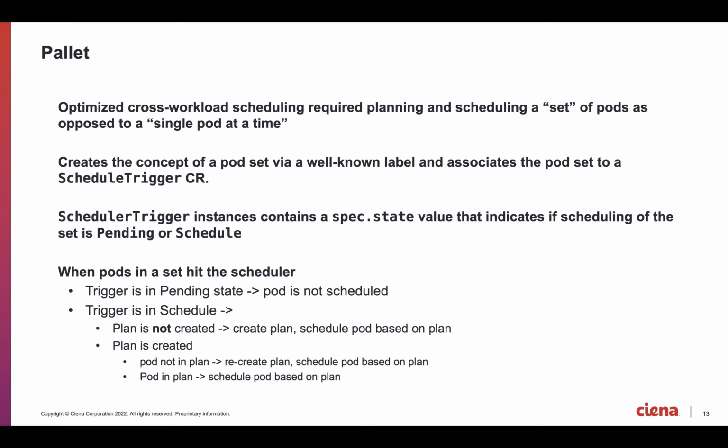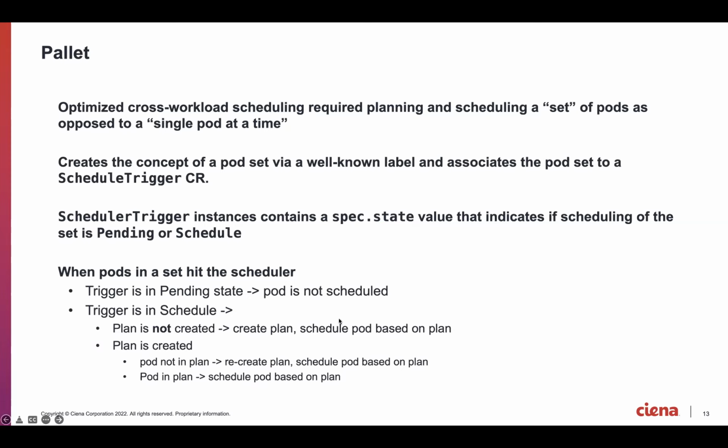Pallet, we talked a little bit about this. I walked through this at the introduction. We hold off scheduling pallets until the state of the trigger goes to schedule. At that point, we call out to a planner via a service lookup, via labels, to come up with how we should plan those, or on which nodes we should put each pod. And then as each pod comes through the scheduler, we put it on the node to which it's been planned.